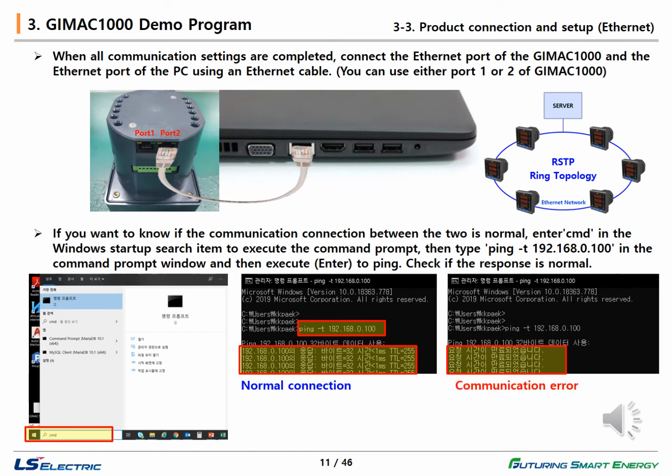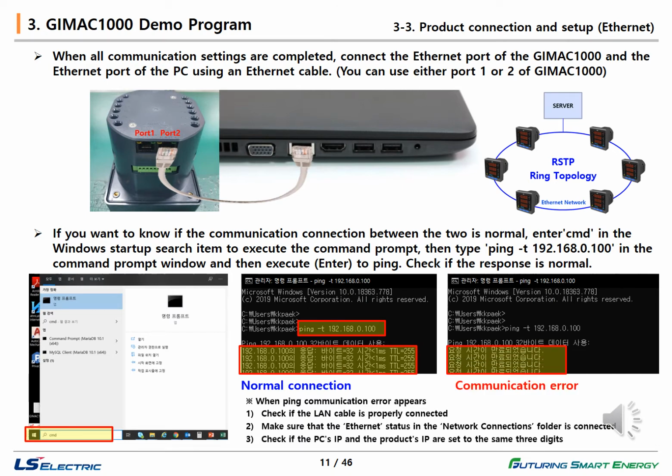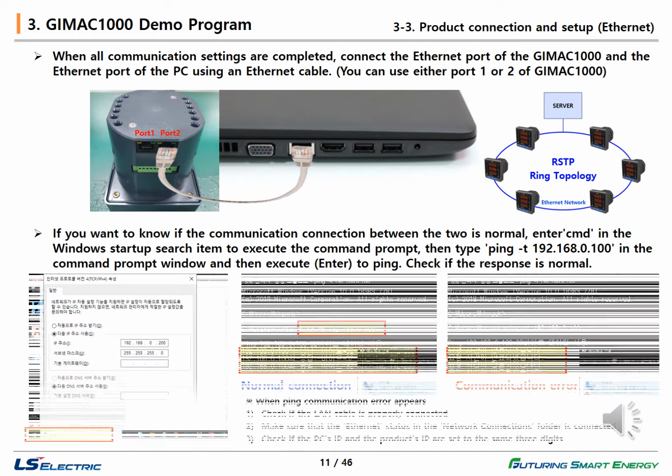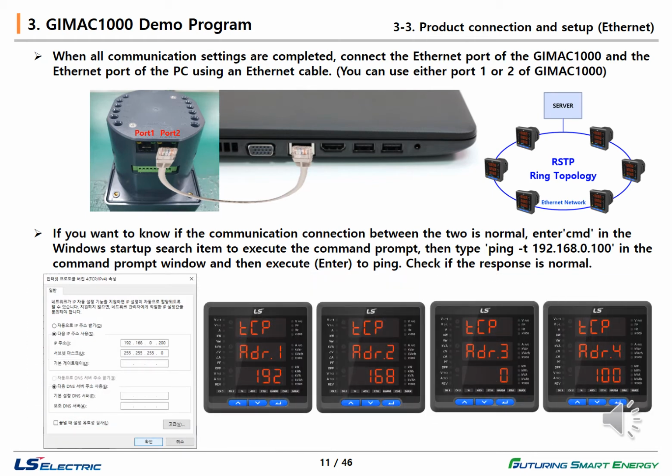If you receive a message that the request time has expired or the target host cannot be connected, check whether the Internet cable is connected well, and check if the Internet icon in the network connection folder displays network cable unplugged. If there is no problem with the connection, check that the first 3 digits of the IP address are set to the same numbers on both the PC and GMAC1000, and check that the subnet mask is set to 255.255.255.0.